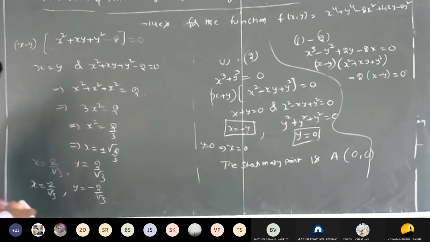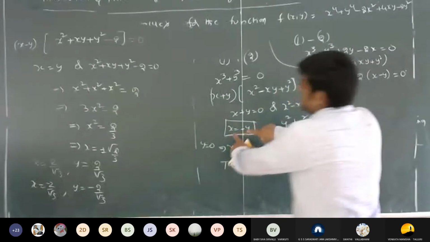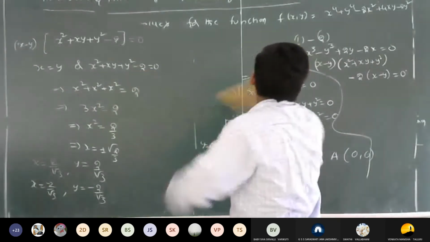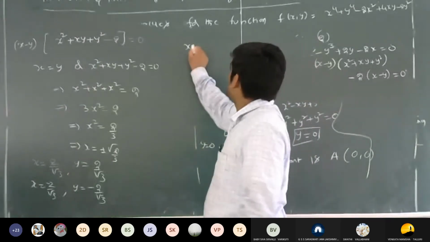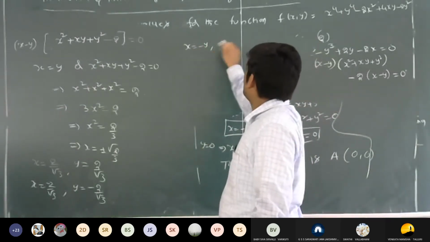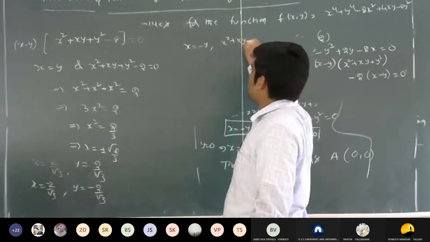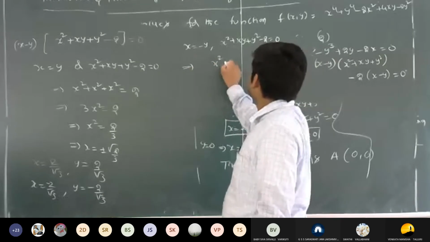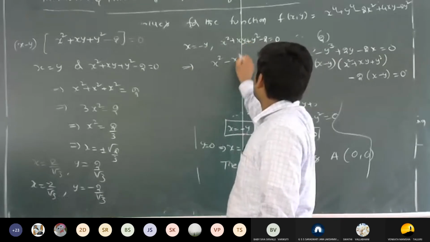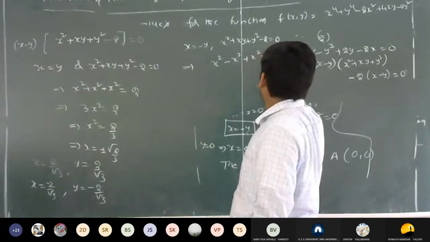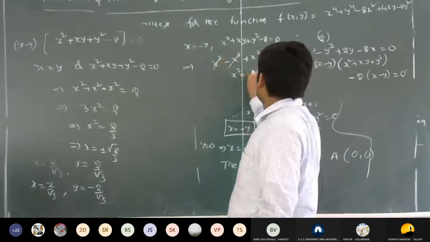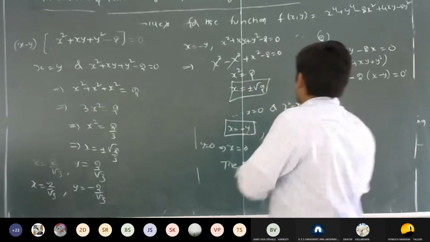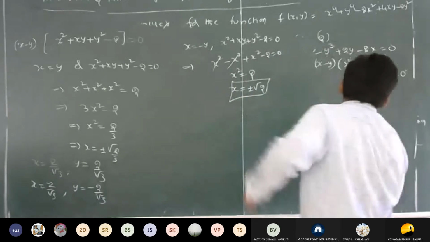Next, I am taking the combination of x is equal to minus y and this one. So check what happened. x is equal to minus y, and x square plus xy plus y square minus 2 is equal to 0, which implies that this is x square minus x square plus x square minus 2 is equal to 0. So here x square is equal to 2. So that is x is equal to plus or minus root 2.